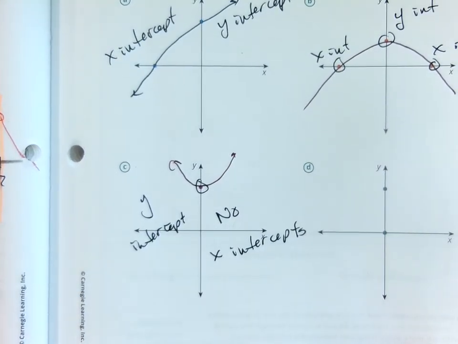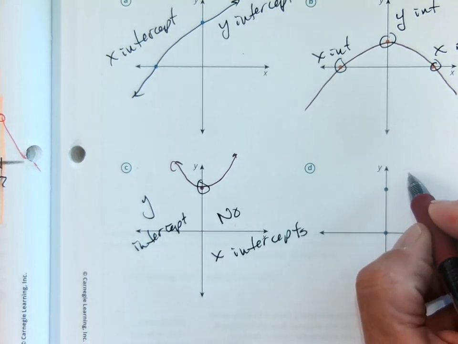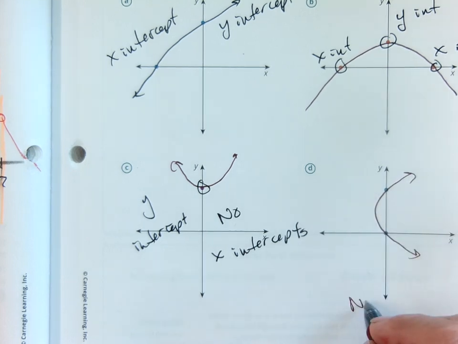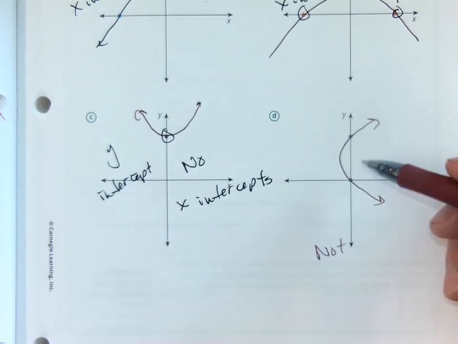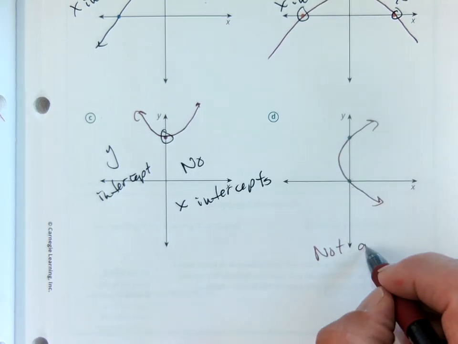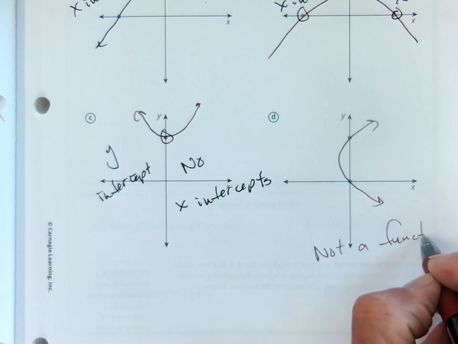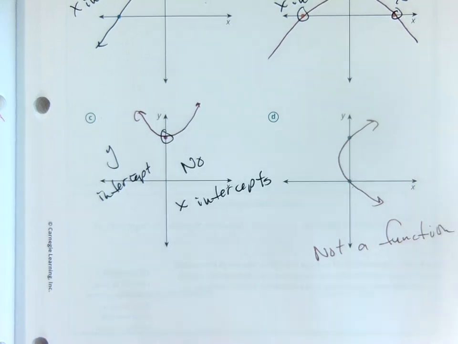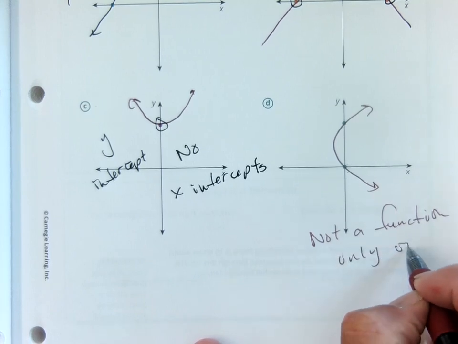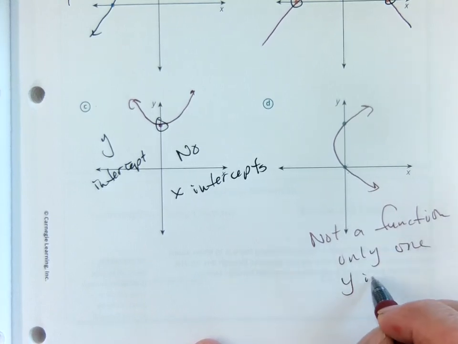Then we talked about if it's a function, can it have more than one y-intercept? And we looked at this one, and we thought, well, we could draw something like this, but that's not a function because it fails the vertical line test, or you have 2 y's for 1 x, not a function. So if it has to be a function, you can never have more than one. You can only have one y-intercept.